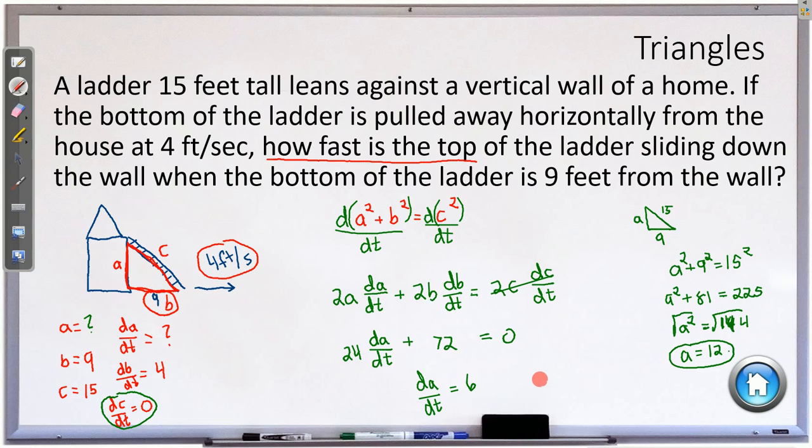What are our units? So distance is being measured in feet. And because we are a rate, we are feet per time. Time is measured in seconds. So our bottom is being pulled out at 4 feet per second. And when the ladder drops all the way down to being 9 feet away from the wall, it is 12 feet up, it looks like. It's a long ladder. It's going down at 6 feet per second. That is how fast it is moving.